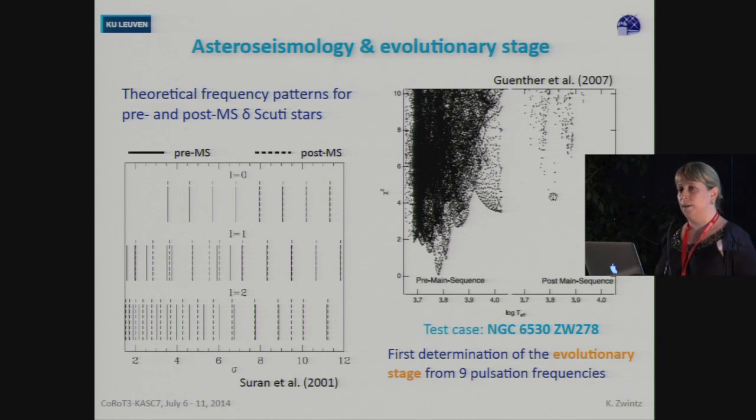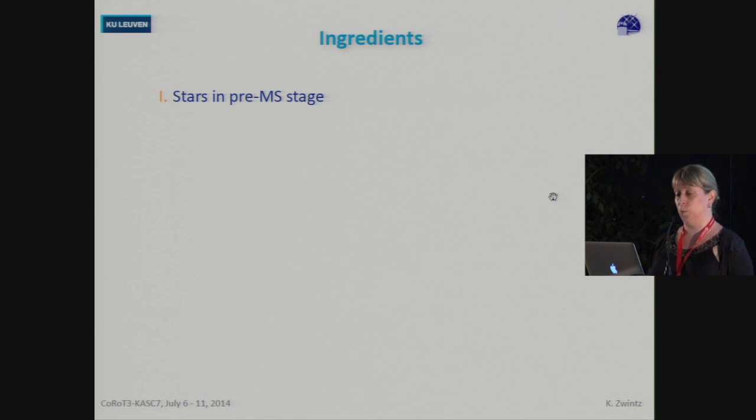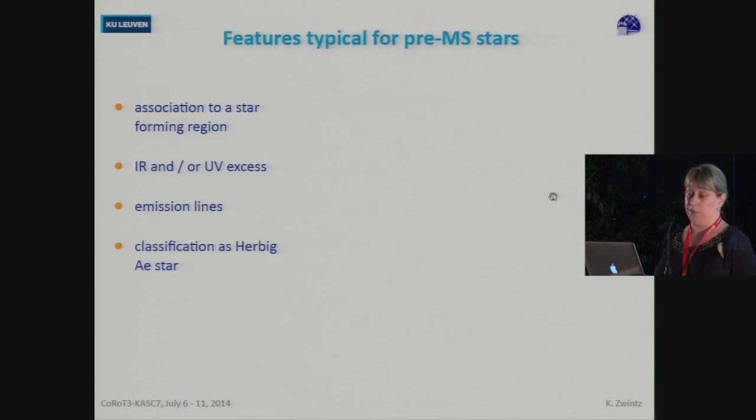But to go to the next step, we had to do a lot of additional observational work. And we need a couple of ingredients to continue in this work. So first, as an observer, you have to start by selecting your sample. Your sample, in my case, pre-main sequence stars. I just told you it's not easy to tell a pre-main sequence star from a post-main sequence star. So you have to deduce it indirectly from other parameters.